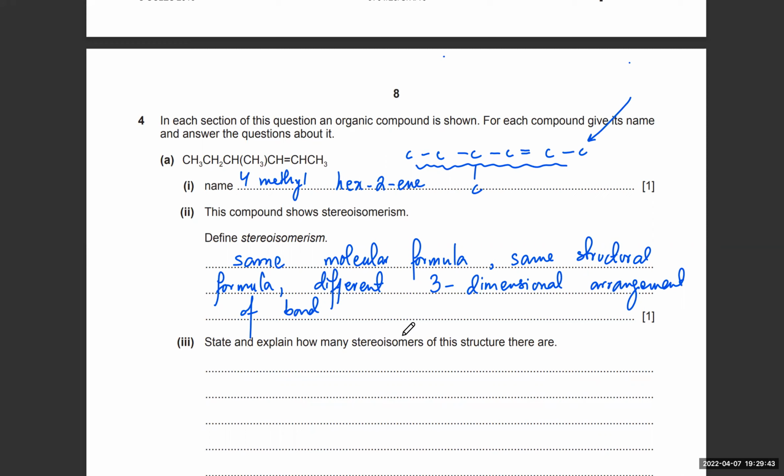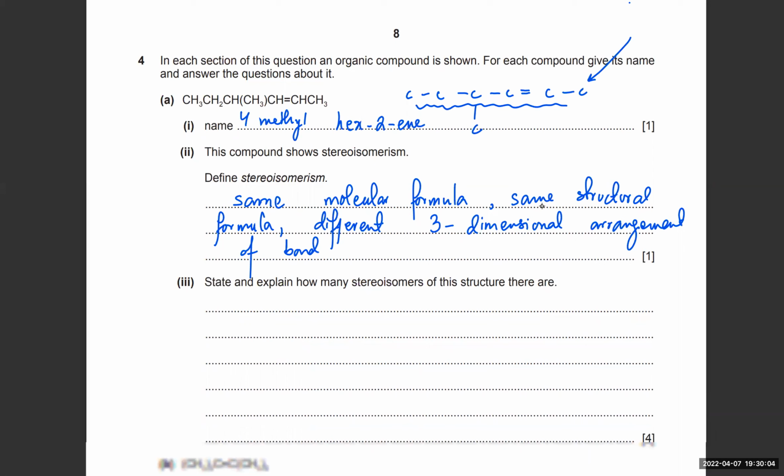State and explain how many stereoisomers of this structure there are. So how many stereoisomers does this molecule have in total? 4. Okay, so it's going to have 4. And what are those 4 isomers? That's fine, it's got 4 stereoisomers, but what are they? 2 cis-trans and 2 optical.